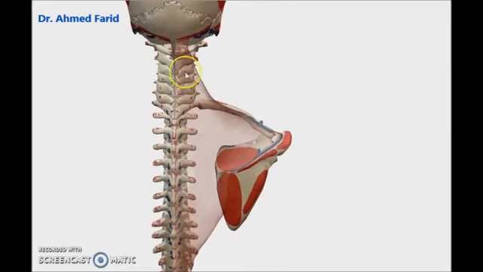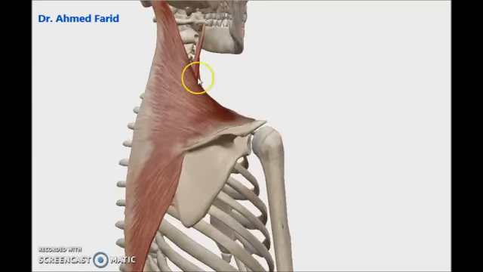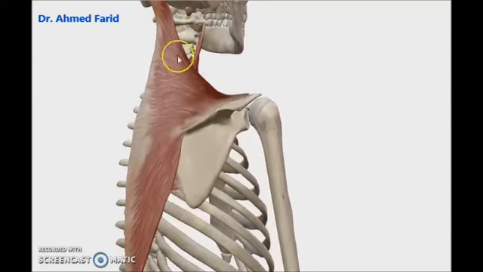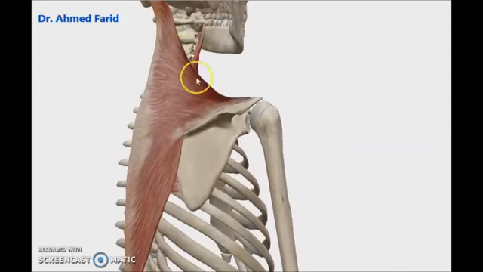Regarding the upper fibers of trapezius, they will pull the scapula like this, so they will form elevation of the shoulder girdle. Elevation of the shoulder girdle means elevation of the scapula, and this is very clear in this animation. Only upper fibers will act, so they will elevate the scapula.